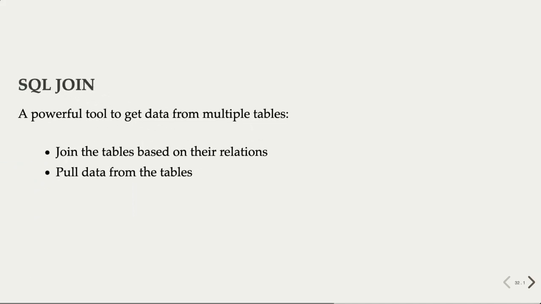Now let's talk a bit about join. Join is a very powerful tool to get data from multiple tables. You can join the tables based on their relations, and this is what you should do. There should be a relation before you join a table. If there is no such relation, you cannot join the tables together. By joining the tables on their relations, you can pull data from the different tables together.